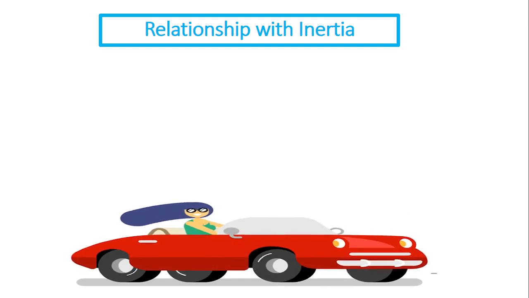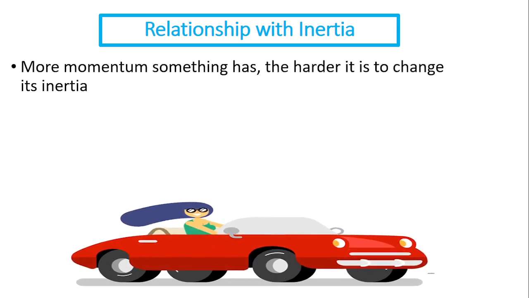But there is a relationship between inertia and momentum, such that when there is more momentum, it is very hard for an object to change its motion. So more momentum means more difficulty in stopping an object or in changing the motion of an object. Imagine yourself standing in front of this car and trying to stop it, which is 100% impossible. You're going to be killed.